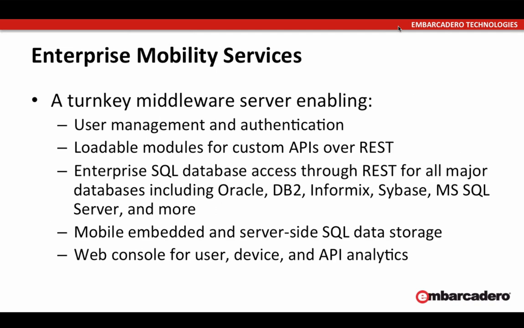So now we'll get into what is Enterprise Mobility Services. It is a turnkey middleware server. And basically what we mean by turnkey is that it is a piece of software that comes pre-built with a lot of functionality that you can just use out of the box and that you can easily deploy. So you don't have to build a bunch of services yourself and go through machinations to deploy it. All this is easily packaged so that you can build against it and deliver against it very easily.